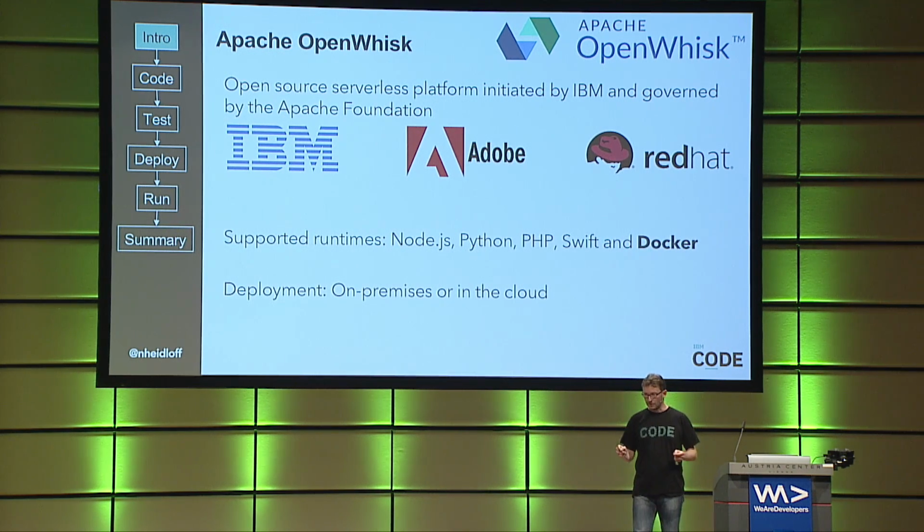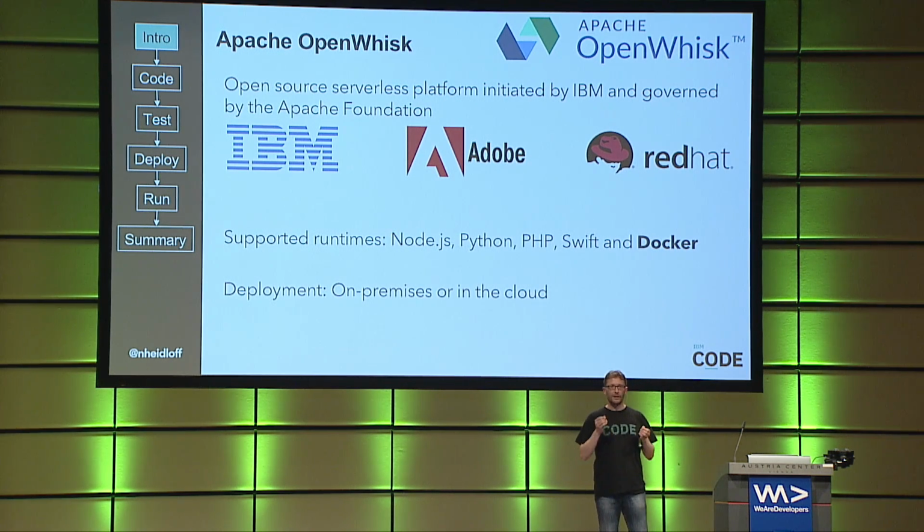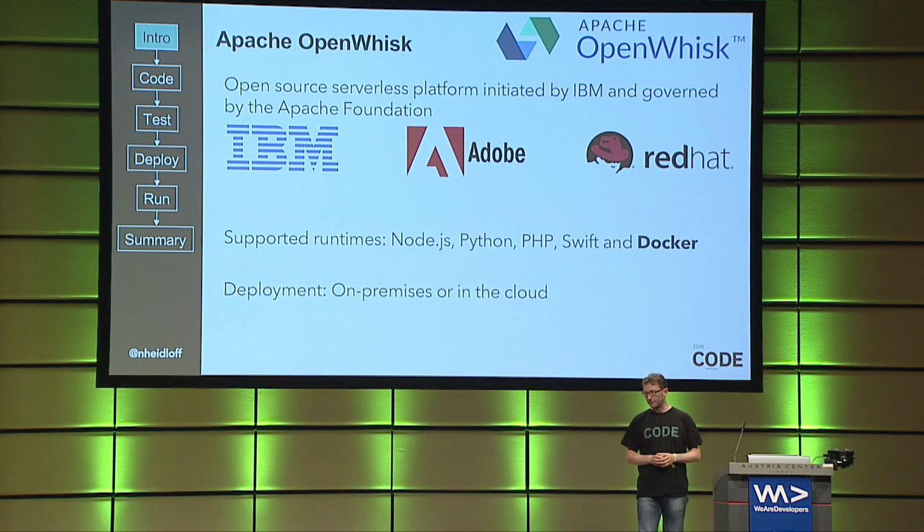And the reason, or the thing that I like most about OpenWhisk, is that it also supports Docker. In other words, you can write your functions, your serverless functions, with any Docker technology you like. And that allows you, for example, to use other programming languages that are not supported out of the box by OpenWhisk. And I'm going to show a sample of that a little later.